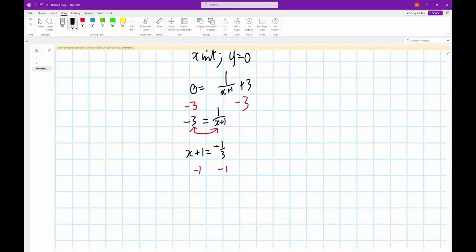So what we're going to get is x equals -1 minus 1 over 3.